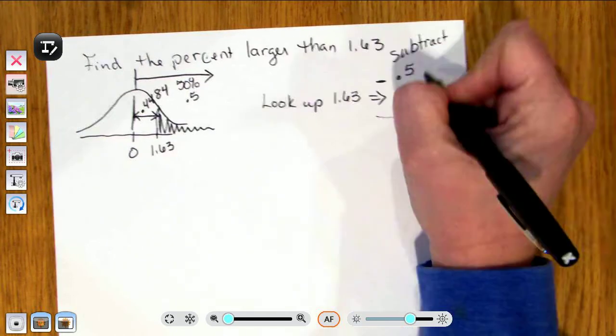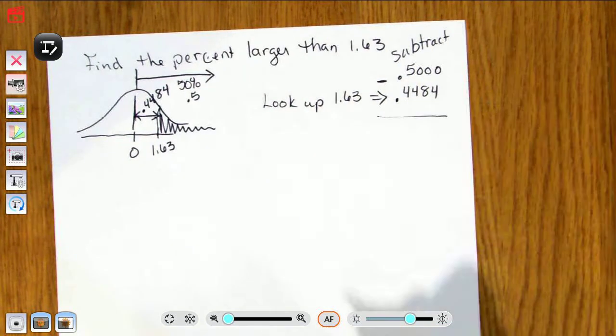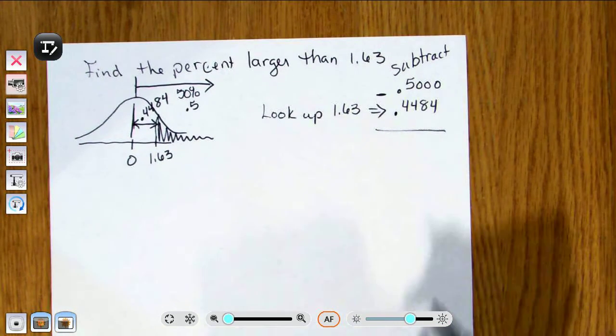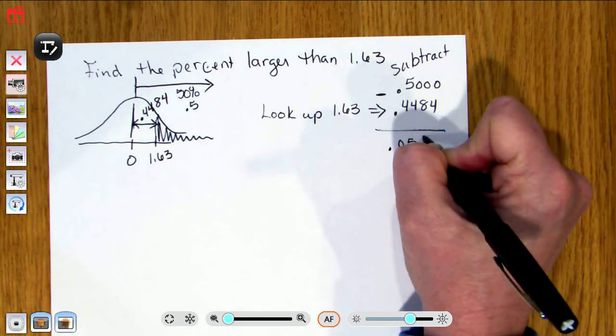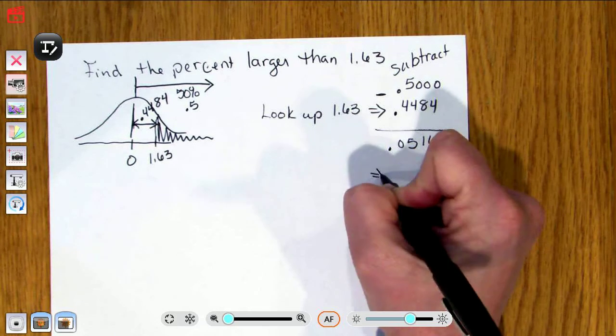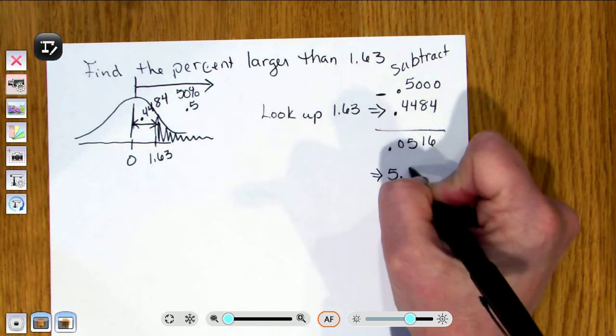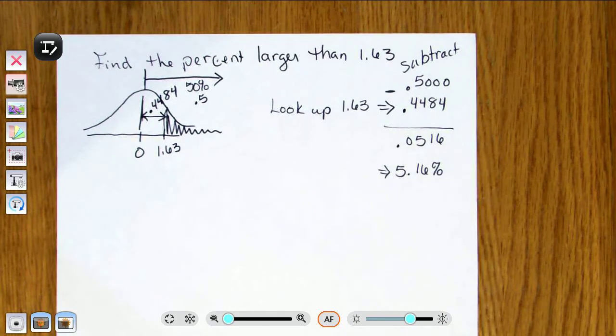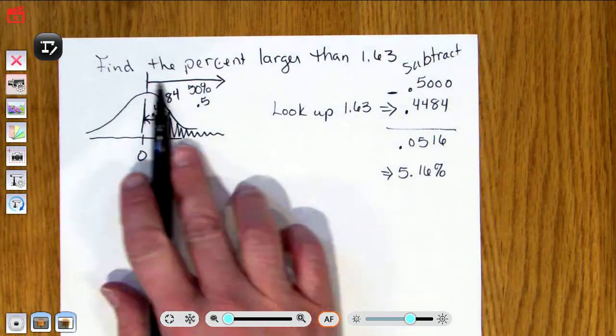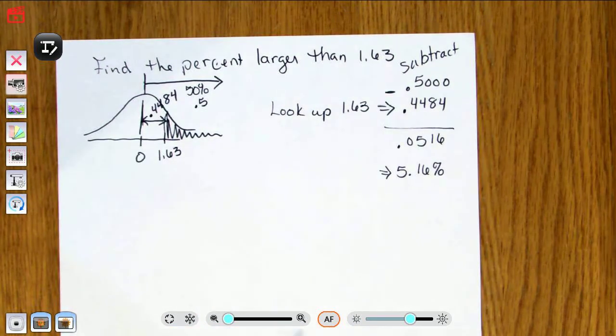And if I'm going to do this by hand, I got to remember those zeros and remember to borrow, but thank goodness for calculators. I subtract and I get 0.0516 or 5.16%. Okay, so 50% minus the piece, and then we'll subtract.